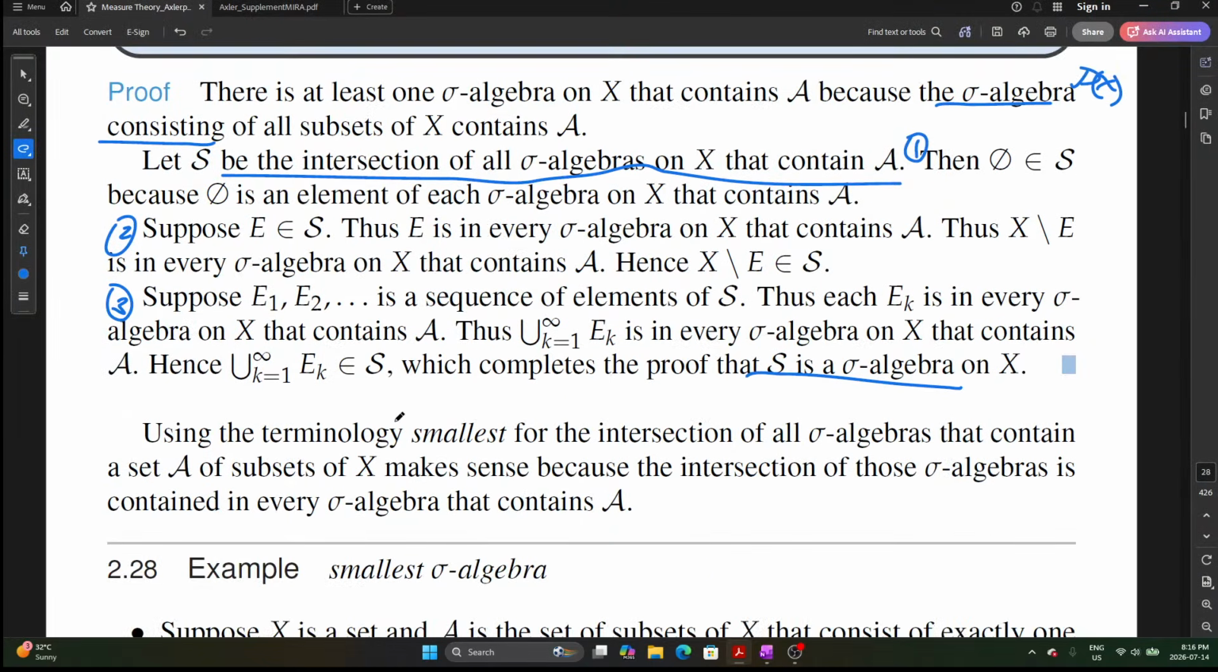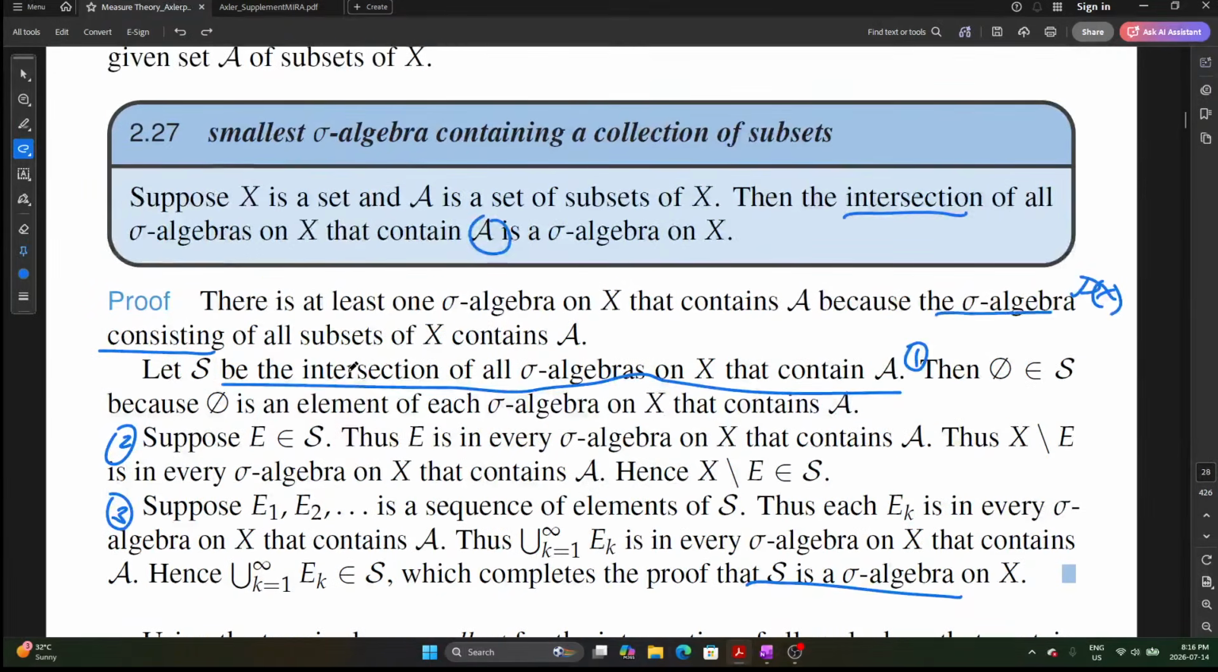So here, using the terminology smallest for the intersection of all sigma algebras that contain a set A of subsets of X makes sense because the intersection of the sigma algebras is contained in every sigma algebra that contains A. Yeah, I would probably add this sentence into the proof. By virtue of being the intersection of all sigma algebras that contain A, it is the smallest sigma algebra that contains A. Okay, so there's that.